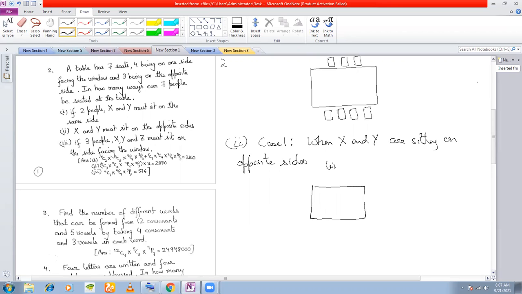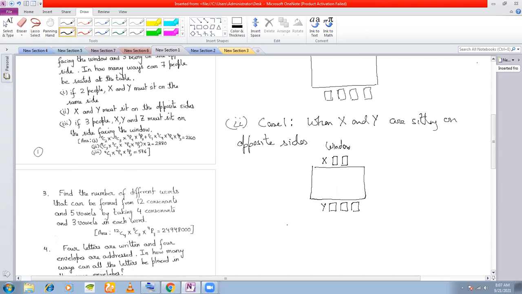This is the window side. So suppose I fix X here. I have 2 chairs left on this side, and I fix Y here. I have 3 chairs left, right? So fixing X and Y, as shown above.